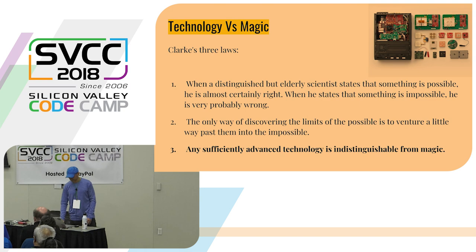These are the three laws that we see in Clarke's books. When a distinguished but elderly scientist states something is possible, he is almost certainly right. When he states something is impossible, he is very probably wrong, right? The only way to discover the limits of the possible is to venture a little past them into the impossible. And any sufficiently advanced technology is indistinguishable from magic.